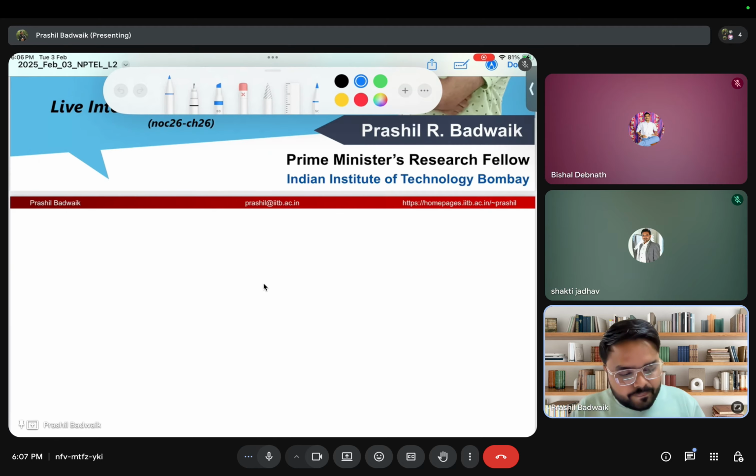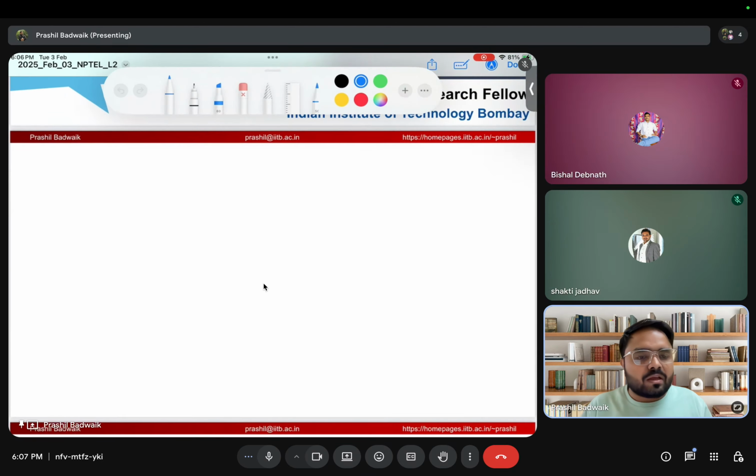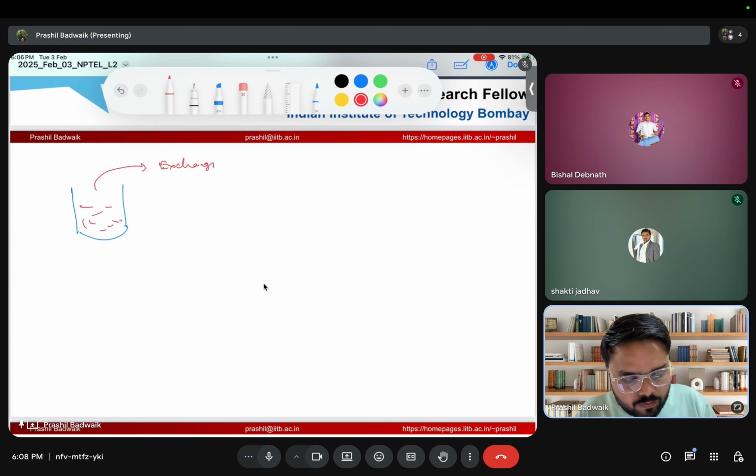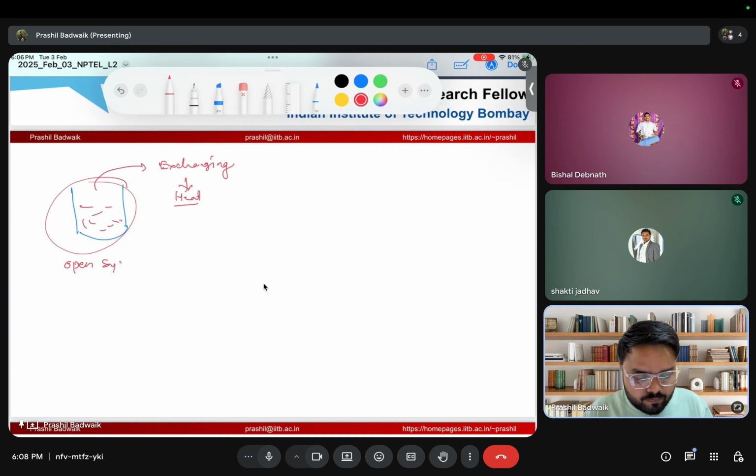So, as we know, this is an advanced course. So, what we learn in undergraduate thermodynamics, for example, I'm having a beaker, and this beaker has some water, correct? So, in undergraduate thermodynamics, we studied that this is a system which is exchanging what? Heat, that is energy with the surrounding, because this system is an open system, correct? This system is an open system.